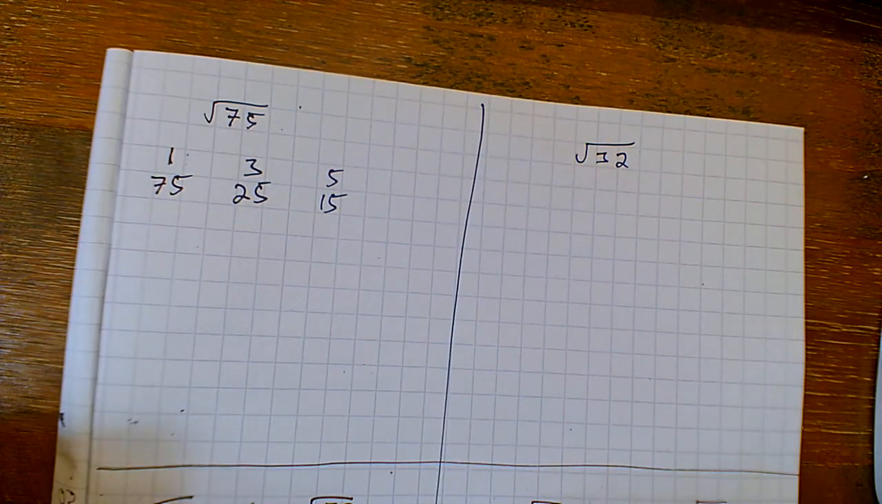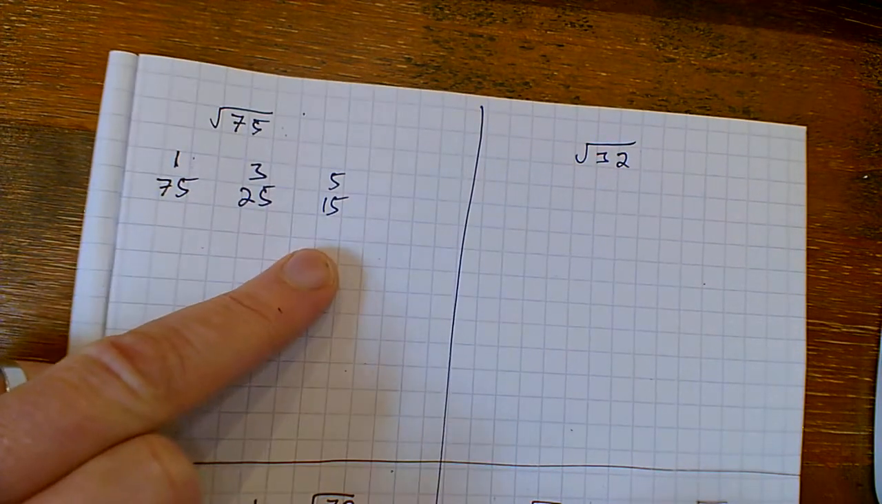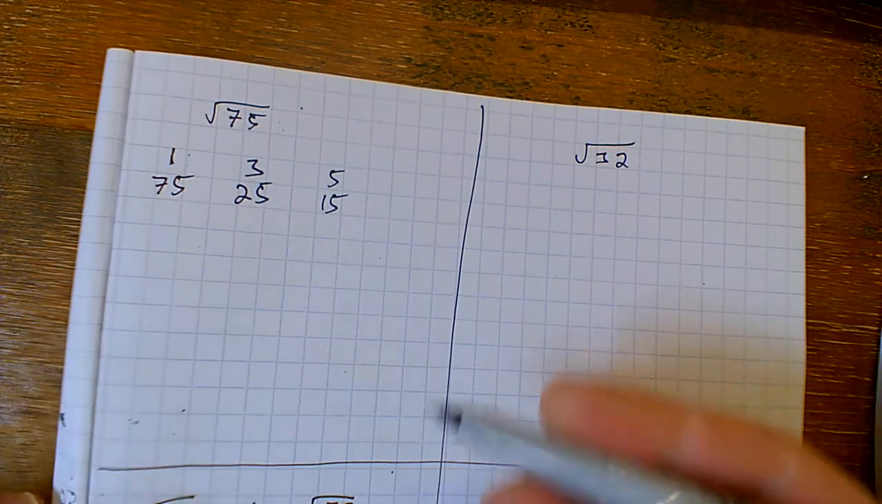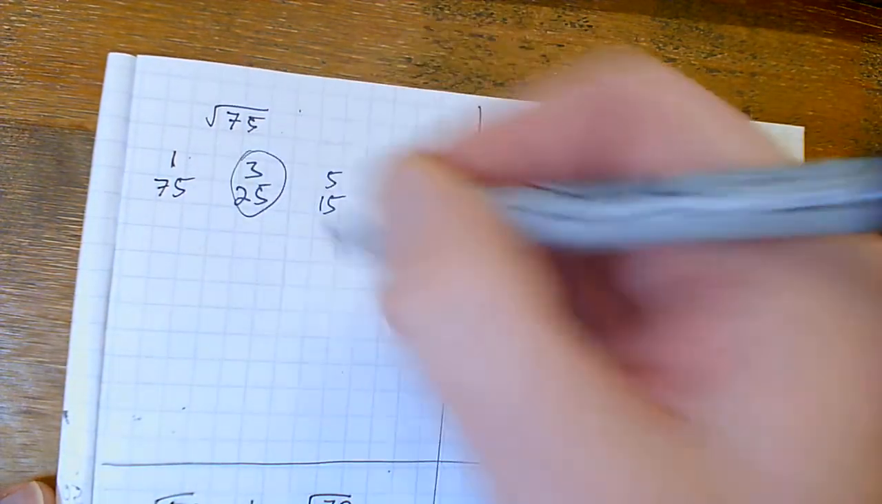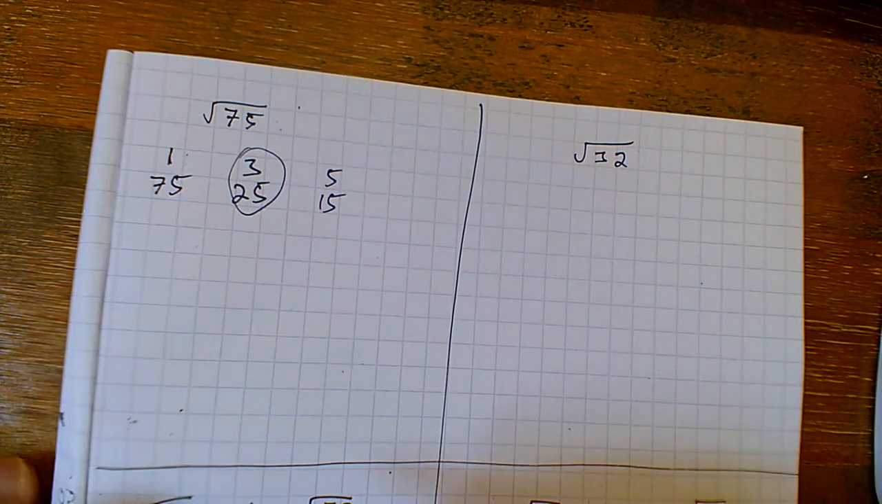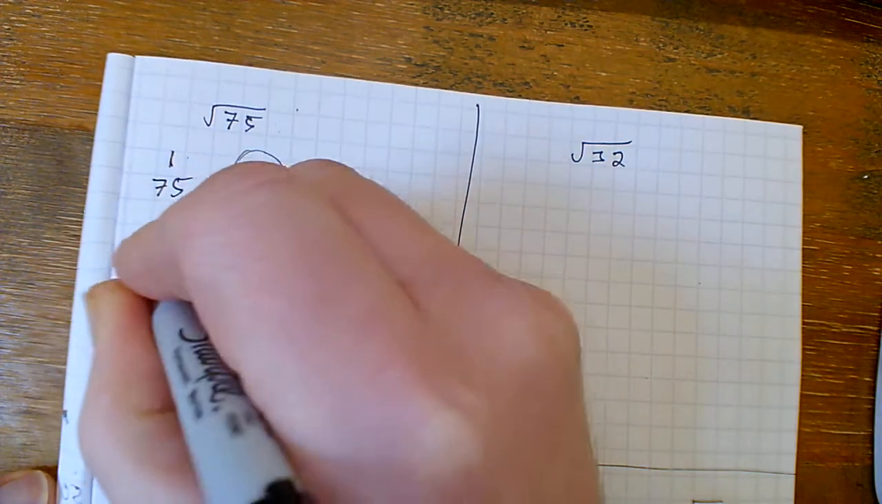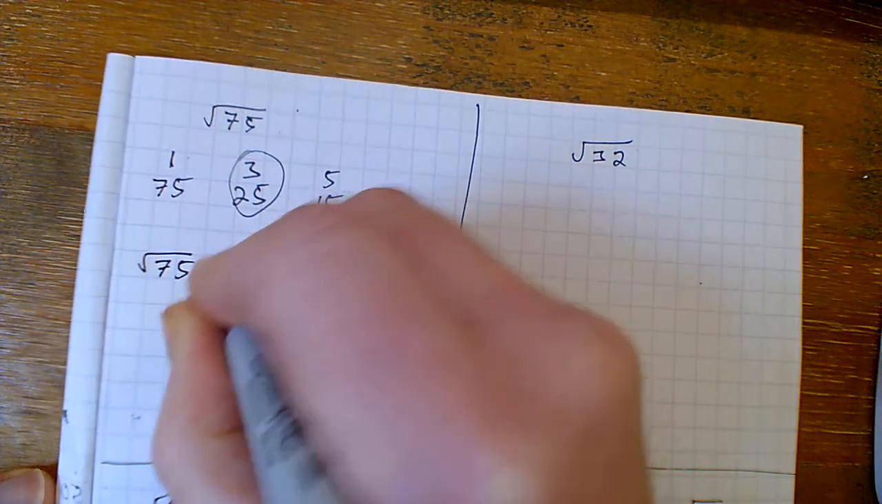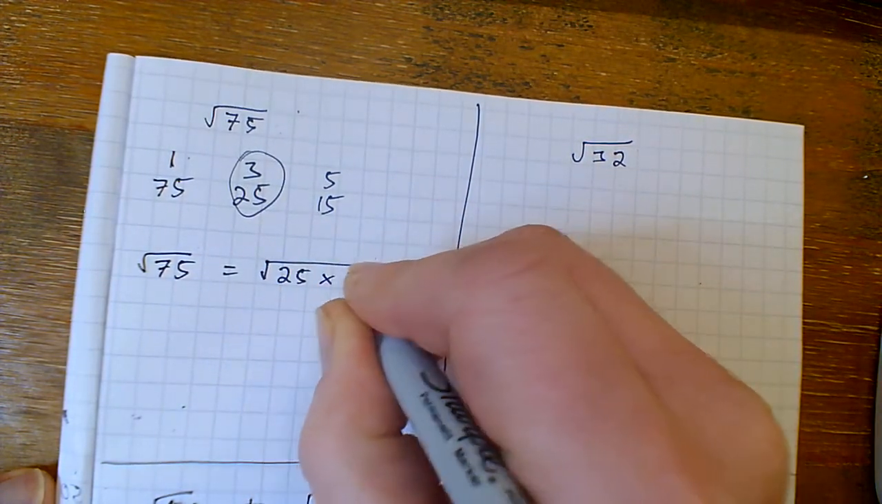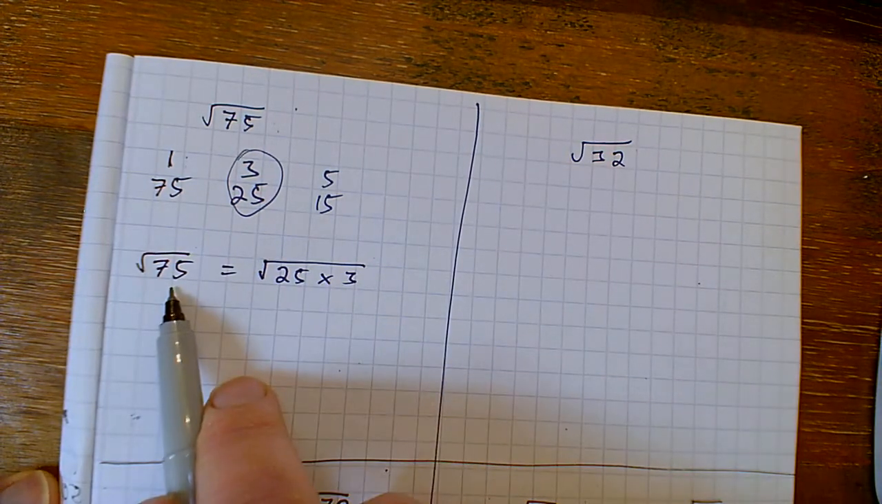Okay, I'm looking for the set of pairs which has a square number in it. And it's this one, look. 3 and 25. 25 is a square number. So I can say that the square root of 75 is the same as the square root of 25 times by 3, because 25 times by 3 is 75.